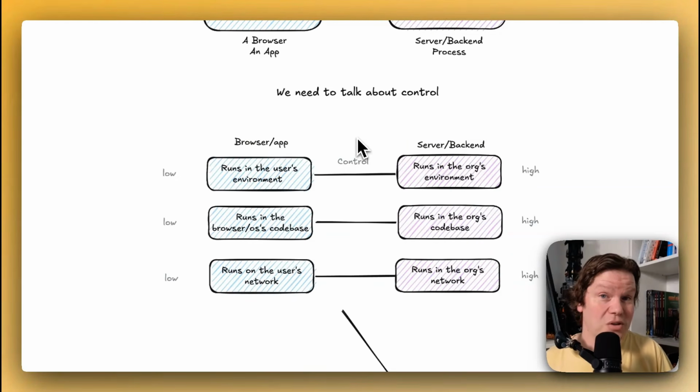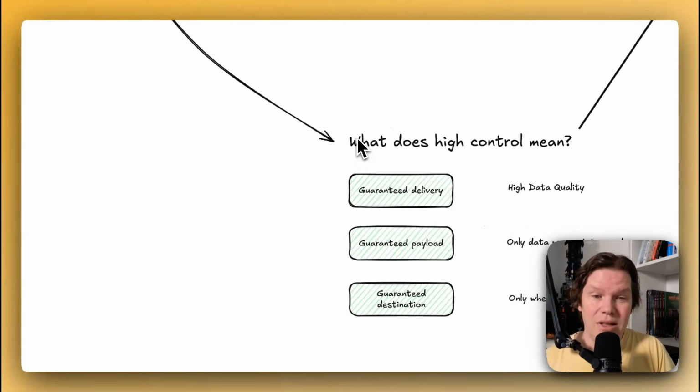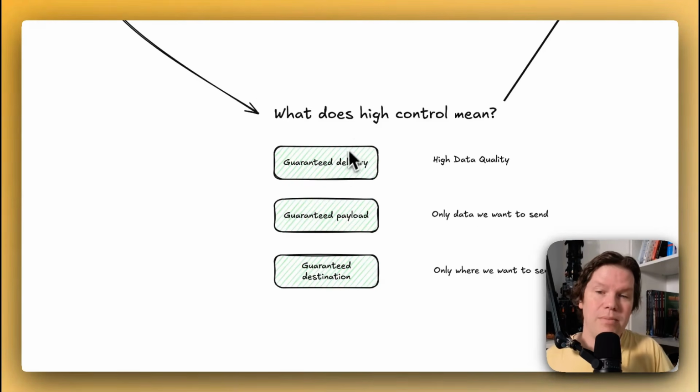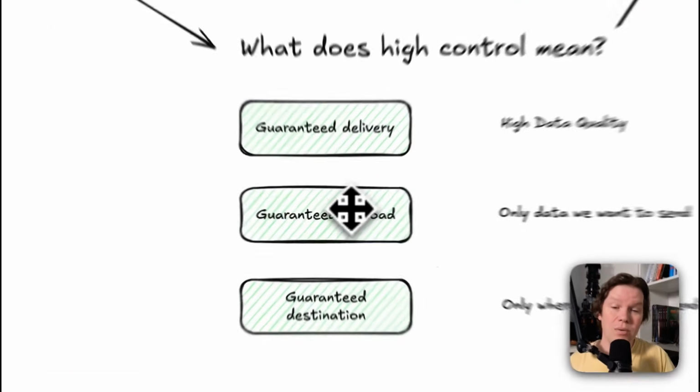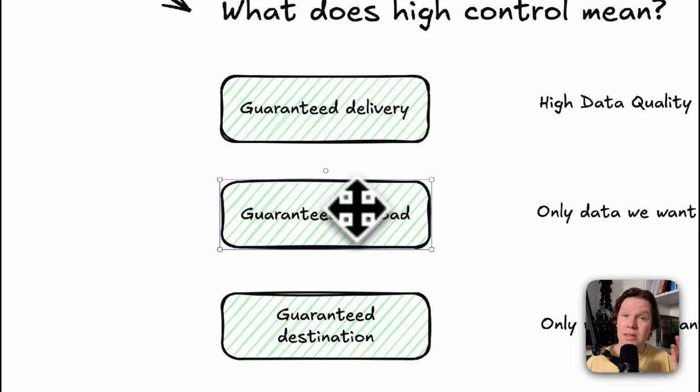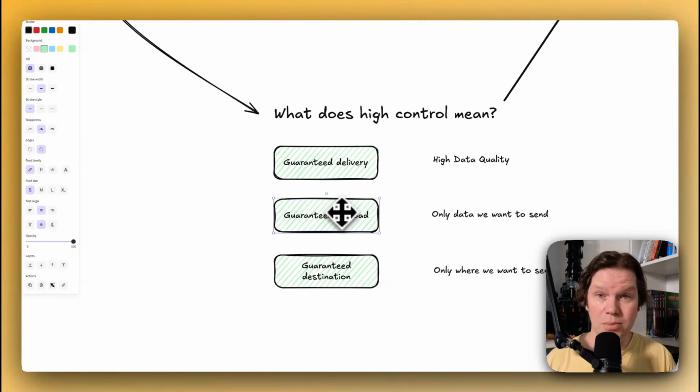Okay, so server side sounds quite promising, doesn't it? Again, what does high control mean? It means we can guarantee the delivery. So we can guarantee a high data quality. We can guarantee the payload. This is another interesting aspect that I haven't touched on. When we send something from the client side, we use third-party scripts, which most of the time we do. So we don't write the whole request ourselves. Usually we take the JavaScript code that we get from a vendor. This is usually, I would say, at least if it's a quite big vendor, a safer thing.